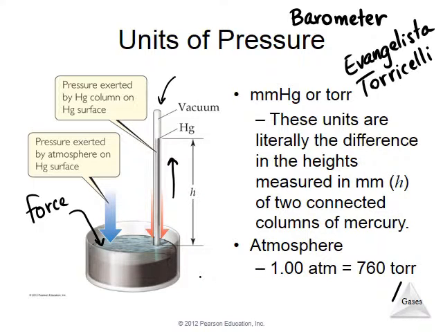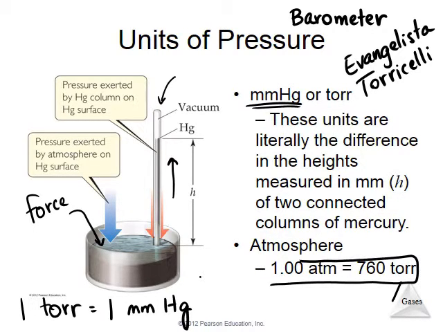We also measure that in millimeters of mercury, and you're more likely to see the millimeters of mercury for us as chemists than you are to see the torr. But they're equivalents. What we know is that 1 torr is equal to 1 millimeter of mercury. Okay? What we also know is that those torr and those millimeters of mercury are equal to atmospheres. So we know that 1 atmosphere is equal to 760 torr. It's also equal to 760 millimeters of mercury.